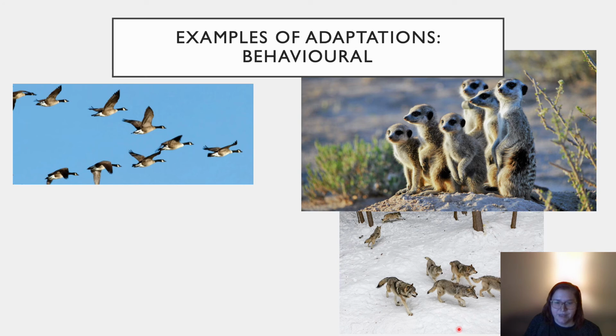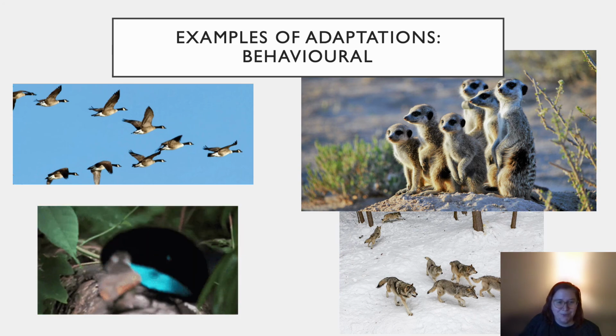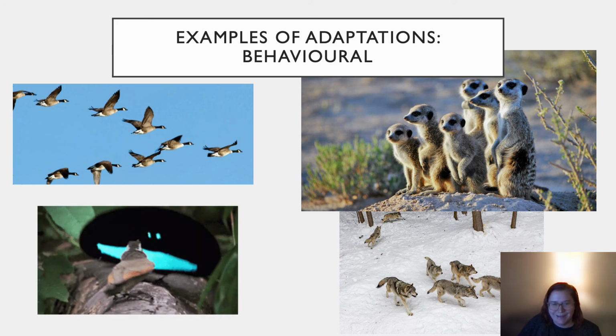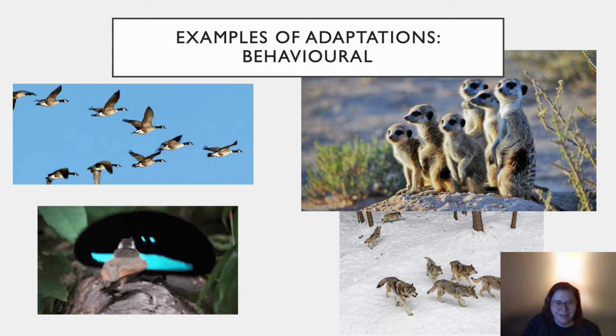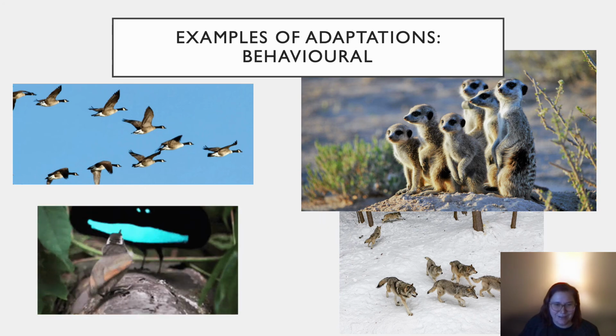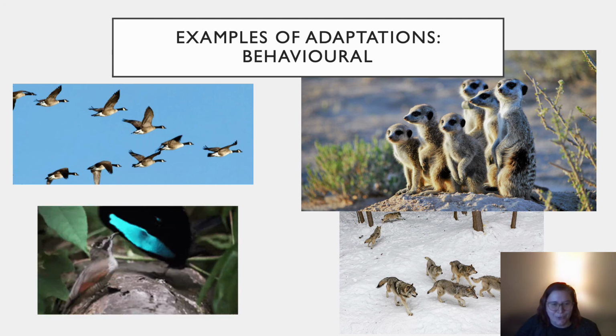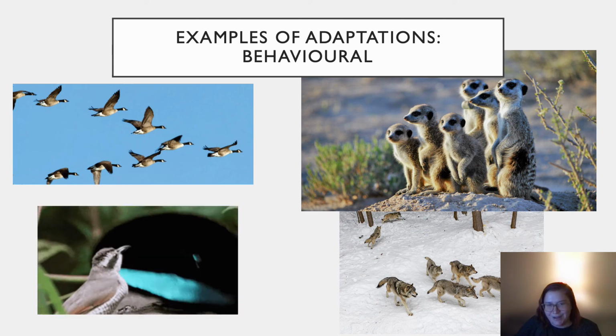You can have animals that hunt in packs. That's a behavioral adaptation. They're more likely to catch prey. And one of my favorites is the behavioral adaptations that have to do with mating. So this is a bird of paradise doing a little mating dance with all its really shiny blue feathers to try and attract a mate. So mating behaviors are behavioral adaptations too.